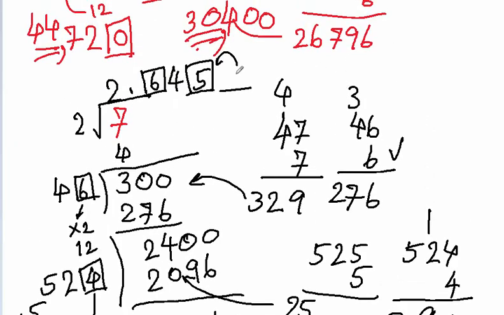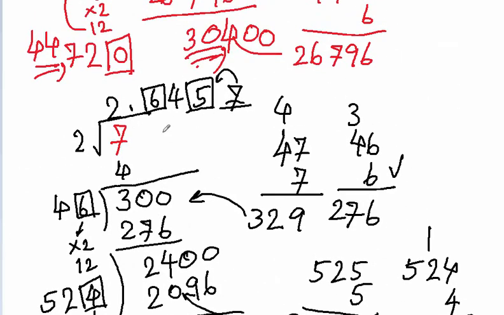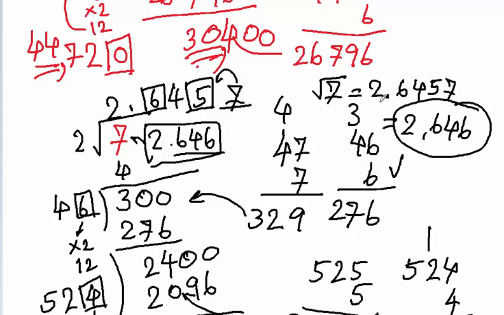Okay, if I have 7 here, I don't have to calculate anymore because it's enough. It's about 7, so I will round this number up to 2.646. Here we go. This is the answer to 3 digits for the square root of 7. So I conclude that the square root of 7 is equal to 2.64, and actually it should be 2.6457, but in this case I round it up to 2.646. This is the answer for the square root of 7.